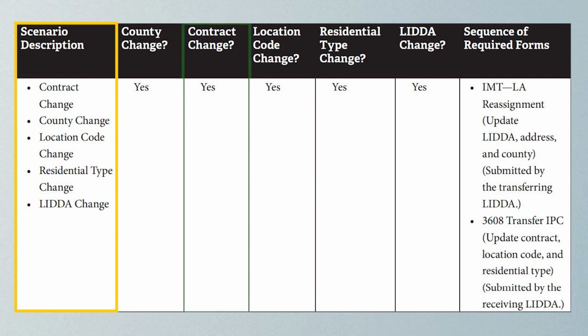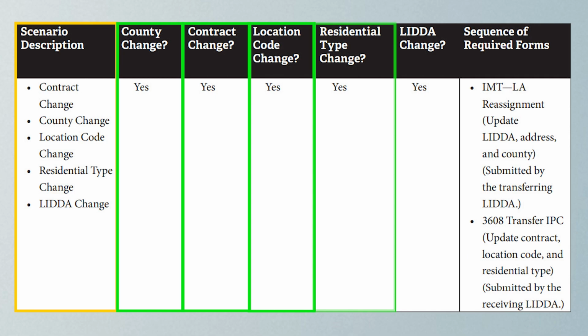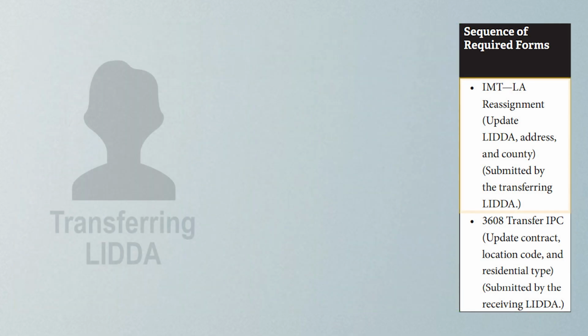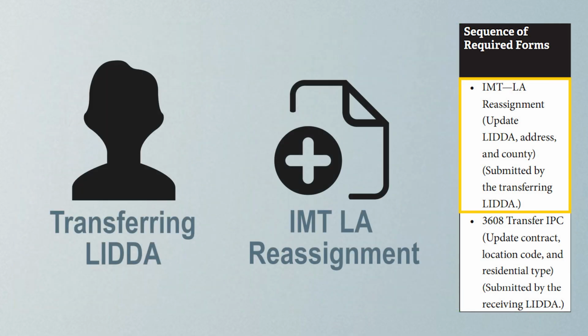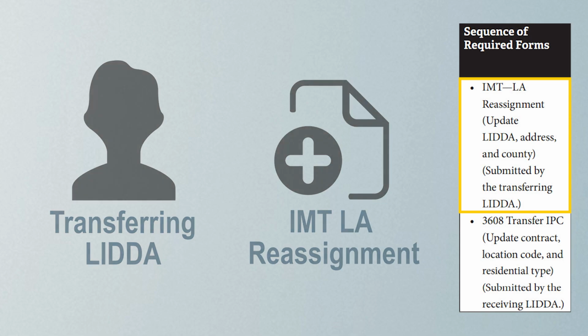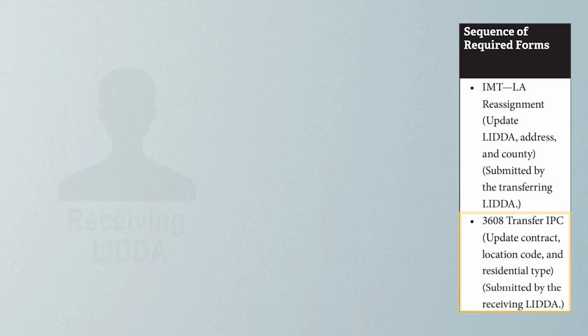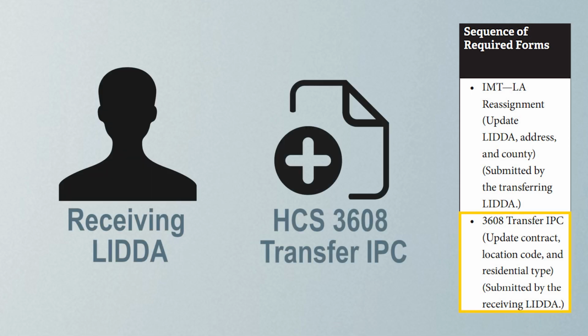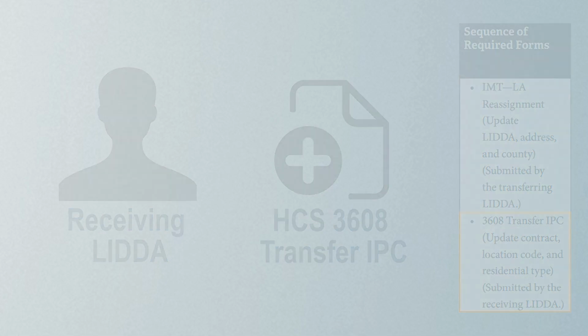Next, we see changes are needed for the contract, county, location code, residential type, and LIDA. The middle columns confirm these changes. The transferring LIDA submits the IMT-LA reassignment to update the LIDA, address, and county. The receiving LIDA submits the HCS 3608 Transfer IPC to update the contract, location code, and residential type.